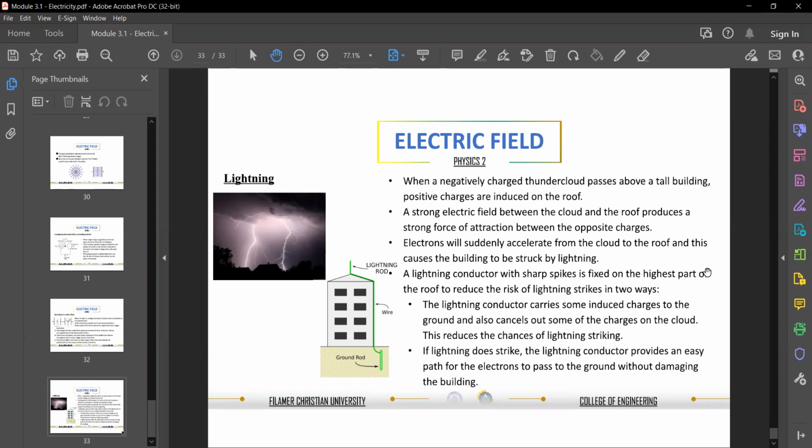Anong una? The lightning conductor carries some induced charges to the ground and also cancels out some of the charges on the cloud. So this reduces the chances of lightning striking. And if lightning does strike, the lightning conductor provides an easy path for the electrons to pass to the ground without damaging the building. Okay? So that's why ginaground natin yung lightning rod natin. Or yung tinatawag nating lightning arrestor.